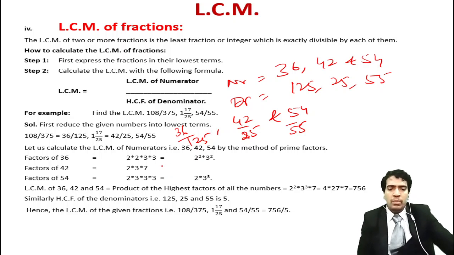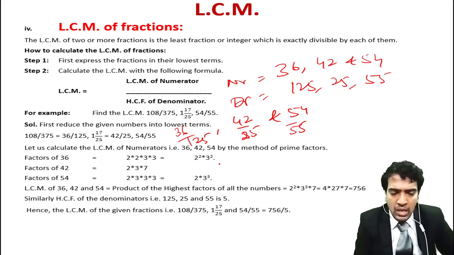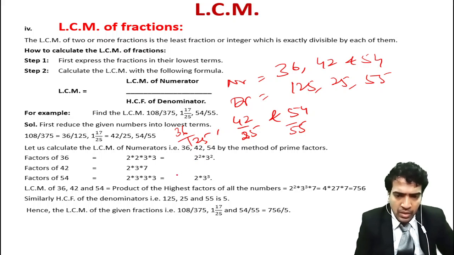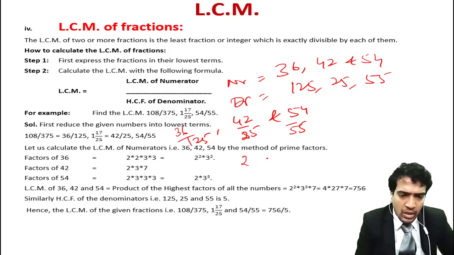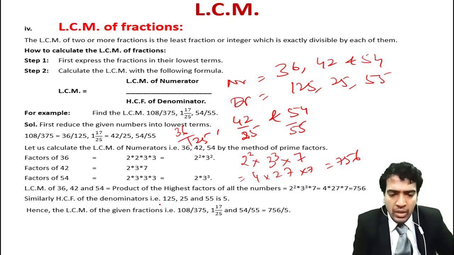So let us look at the numbers in the numerator. Factors of 36, 42, 54 using the method of prime factors. You would see that the LCM of 36, 42 and 54, just write them in terms of distinct factors: 2 is a distinct factor, 3 is a distinct factor, 7 is a distinct factor. What is the highest power of 2 here? Highest power of 2 is 2. What is the highest power of 3 here? Highest power of 3 is 3. And 7, the highest power is 1 only. So what is the product of this? 4 into 27 into 7. This gives us 756.